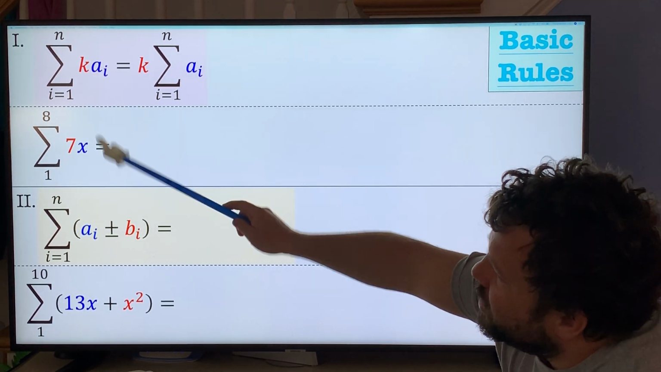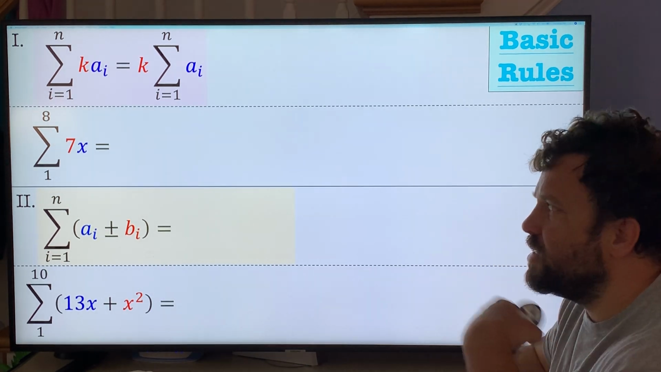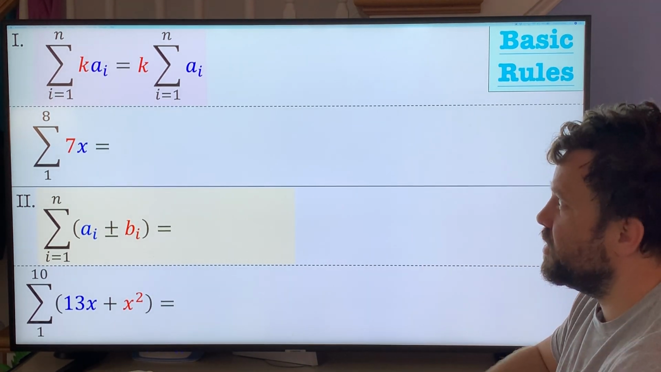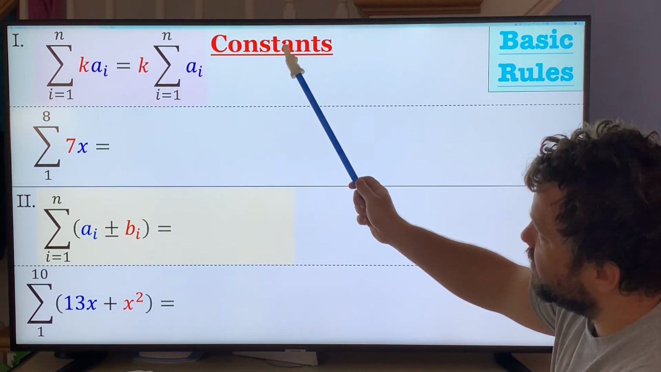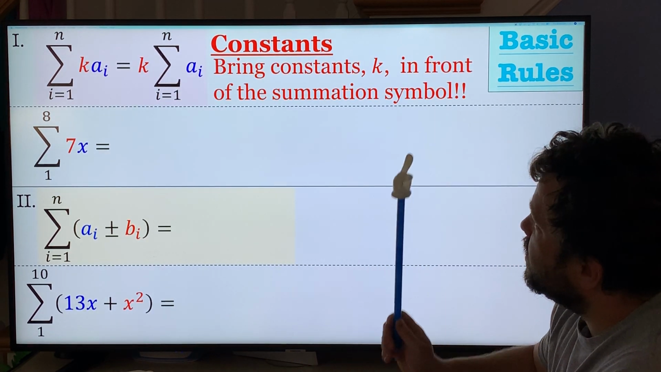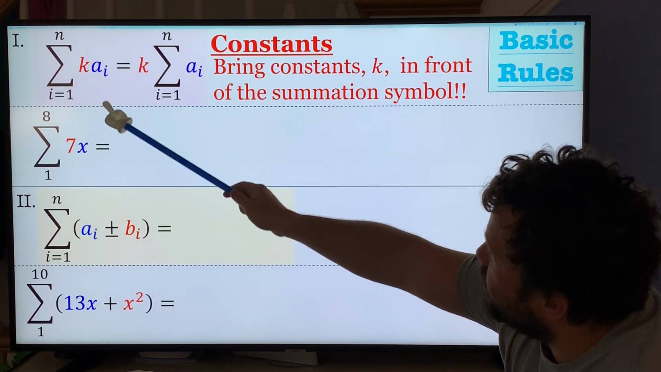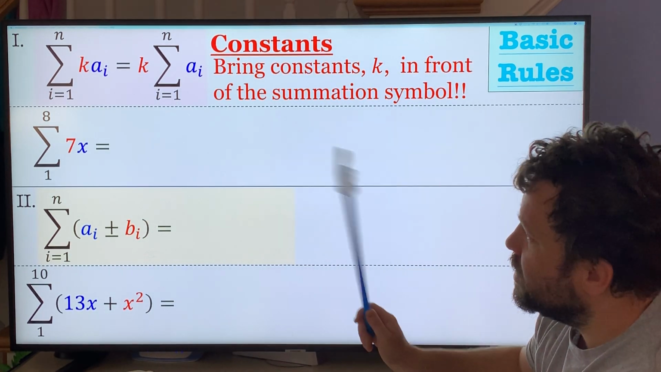So look right here. When I do this rule, instead of doing 7 times 1, 7 times 2, 7 times 3, all the way up to 7 times 8, and I have my constant on here, what I could do is bring my constant k in front of the summation symbol, like I said before.